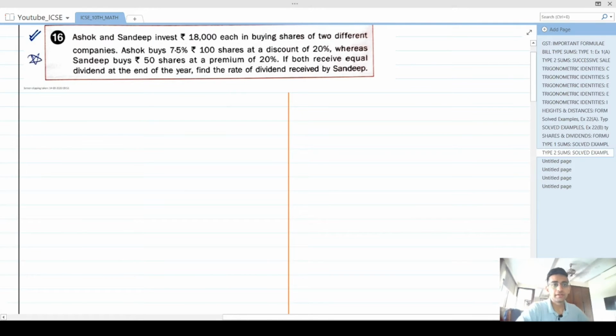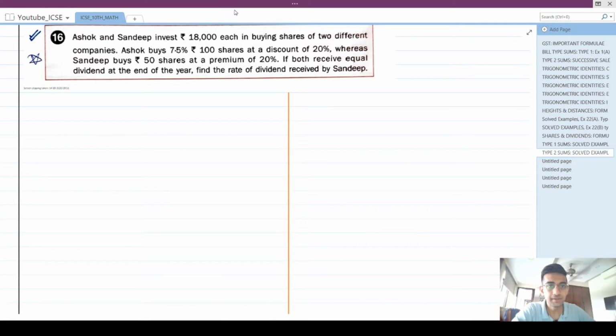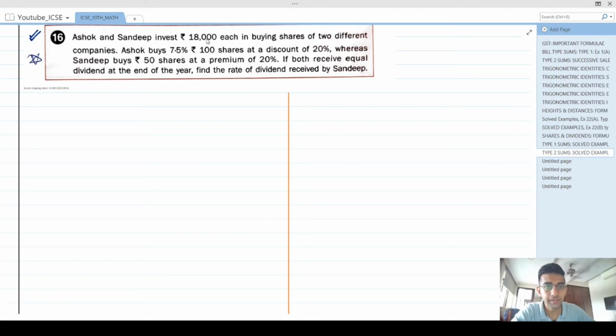Ashok and Sandeep. Again, here we have a company A, company B kind of sum. So obviously we'll make columns to make our job easier. They invest 18,000 each in buying shares of two different companies. Let's call this Ashok, and here we'll say Sandeep.